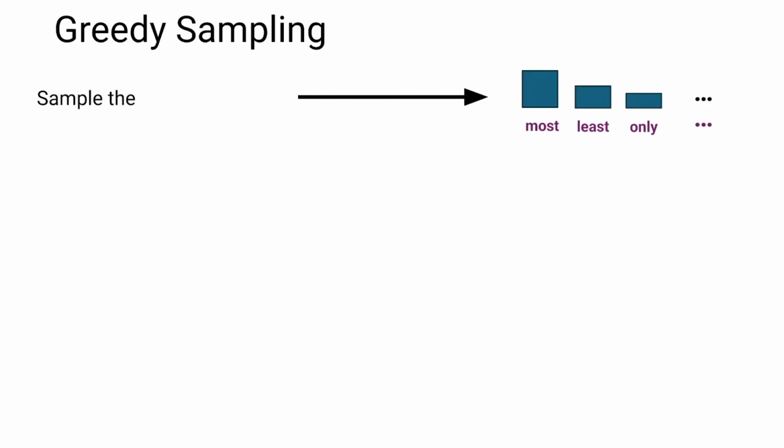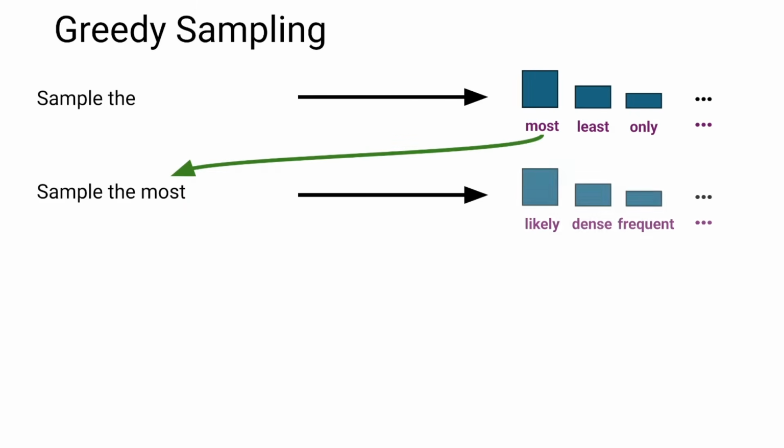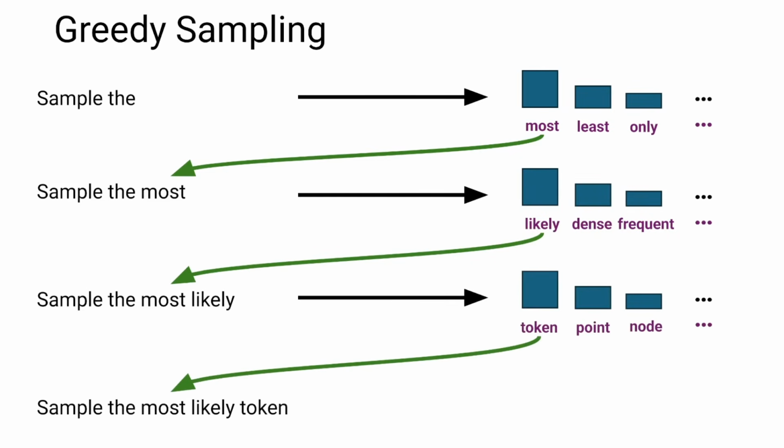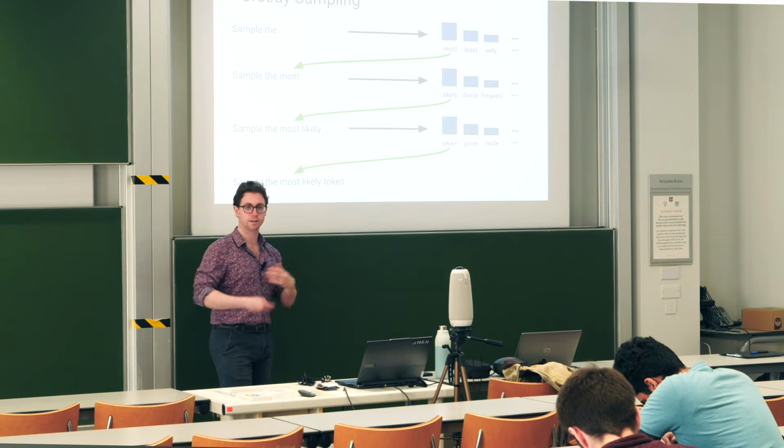So in greedy sampling, we feed in our tokenized string, and it gives us a list of probabilities over next tokens. And in greedy sampling, we're always going to sample the most probable token, right? So we sample that token, append, feed in, get new probabilities, sample that token, append, feed in, get new probabilities, sample that token, append, feed in. So greedy sampling always samples the most likely token.